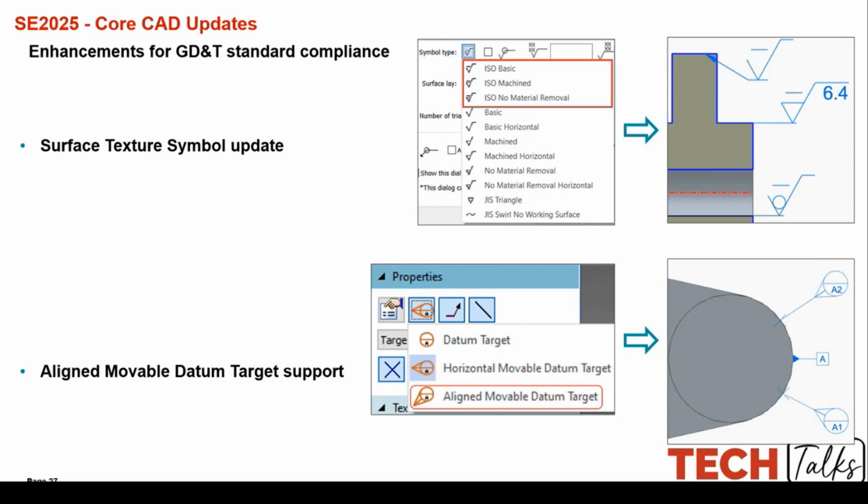And then the other option is the aligned movable datum target support. We now support the aligned movable datum target as per ISO 5459. These datum targets can also be added in drawings using the retrieve dimensions command and the drawing view wizard options. And it is also supported downstream in NX, STEP, JT, DWG, DXF, and 3D PDF.